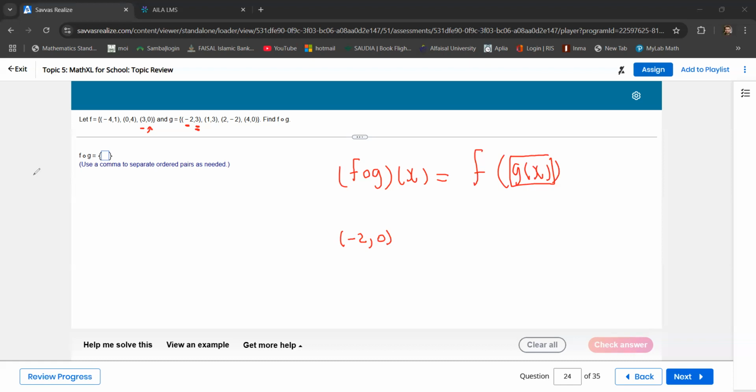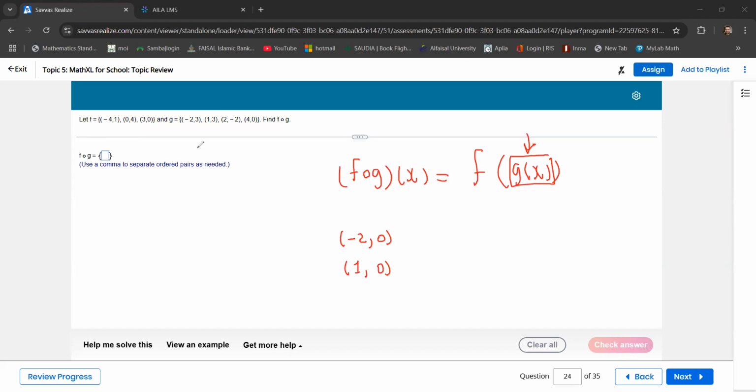Now, let's check another one. Also, we start with the g, as g is inside here. So for the function g, the 1 as an x gives 3 as a y value. Now we check this 3 as an x value in the function f. See, it is also 3 and 0. So we can say that the number 1 also gives 0.